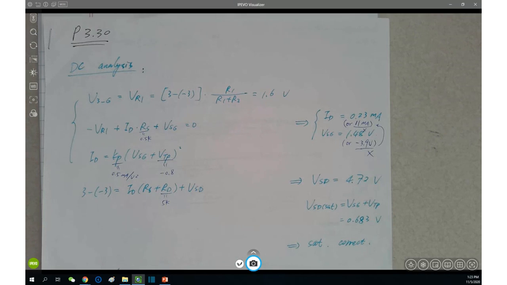ID eventually comes up with 0.23 milli, very small, or 11 milli. Obviously, we're going to skip one because it's a quadratic equation. We always end up with two values. Any questions anywhere I need to explain?